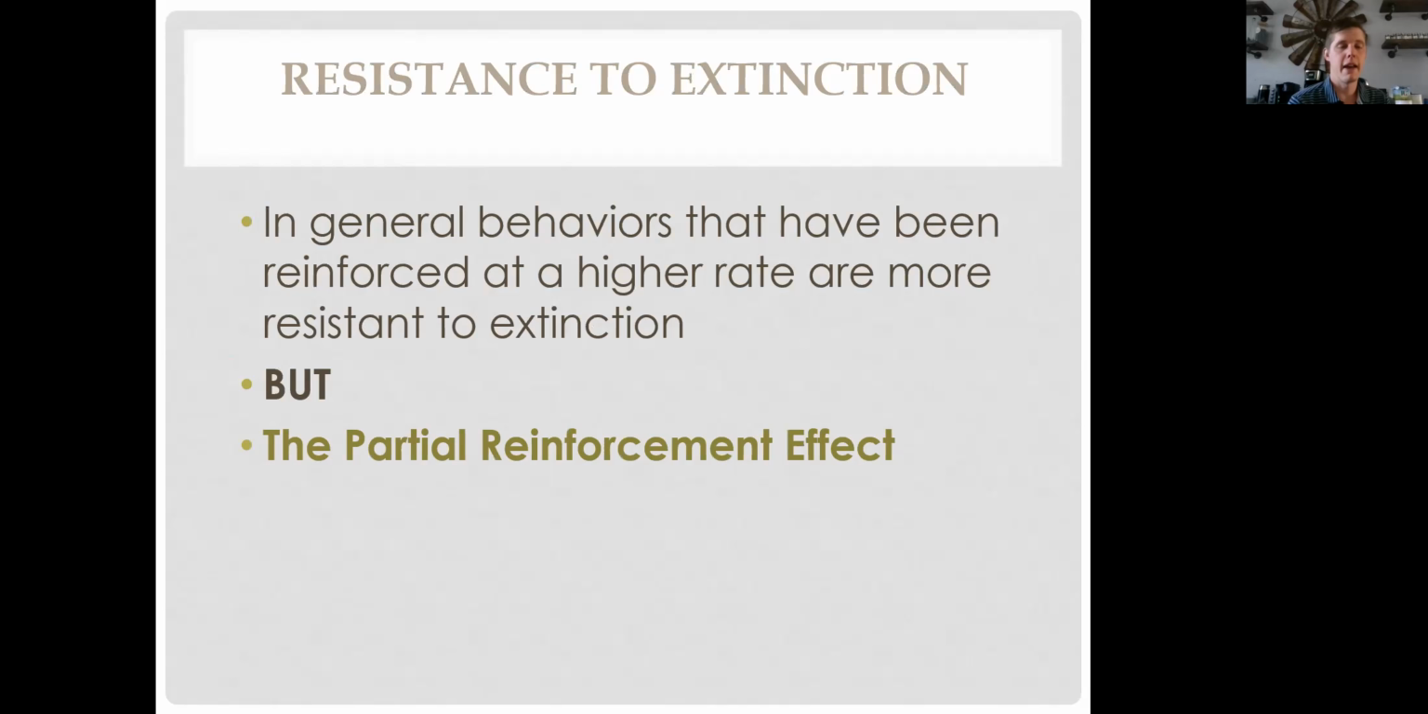But there's also kind of a caveat of what we call a partial reinforcement effect. So if a behavior was previously reinforced under an intermittent schedule of reinforcement, especially versus a continuous schedule of reinforcement, it tends to be more resistant to extinction. So think about you playing a slot machine, right? That was our example previously of a variable ratio schedule.